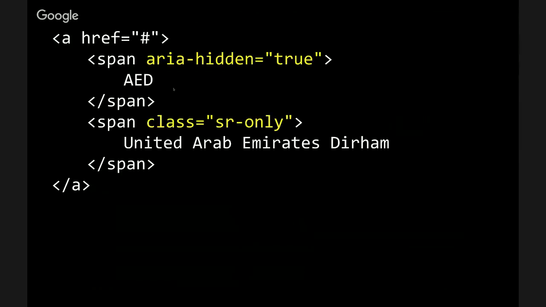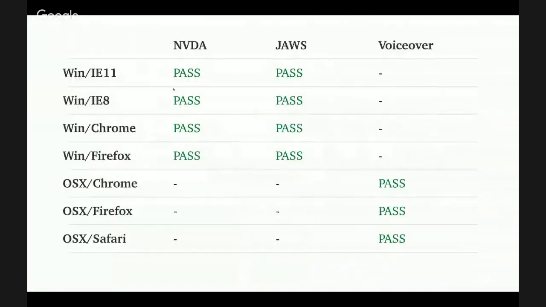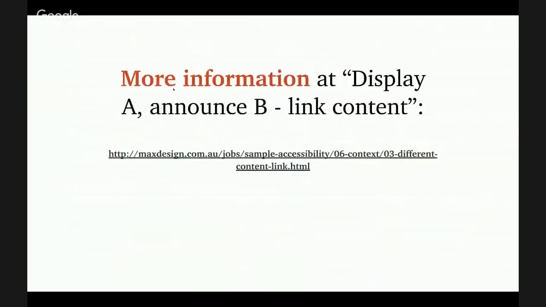That means it won't be read out by screen reader users, and it's set to AED as a value. So that'll be seen by everyone except assistive technologies. The second one is for screen readers only; this one is hidden off screen but will be read out. So for visual people, we'll get AED, but for screen readers, you get United Arab Emirates Dirham. And that passes all tests that I conducted, of course. There may be things that I'm not aware of, and you can see more of the test cases here.